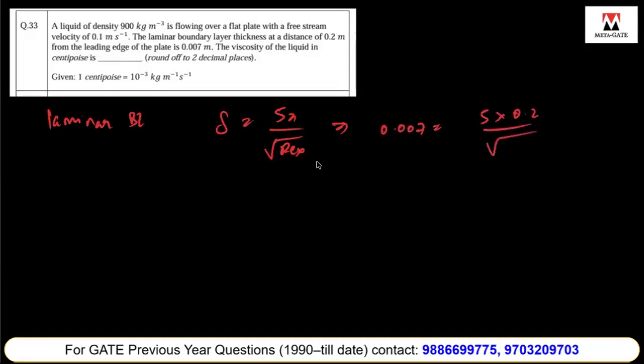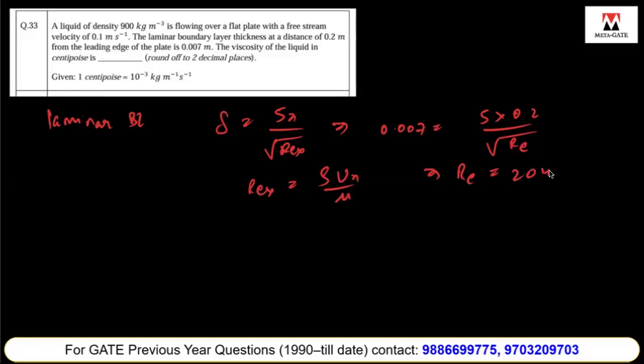The laminar boundary layer thickness is given by delta is equal to 5x by root over Re_x. So the boundary layer thickness is given as 0.007 equal to 5 into 0.2 by root over Re_x, where Re_x is rho Ux by mu. So you will calculate Re from here. Re is equal to 5 by 0.2, 1 by 0.007 whole square.